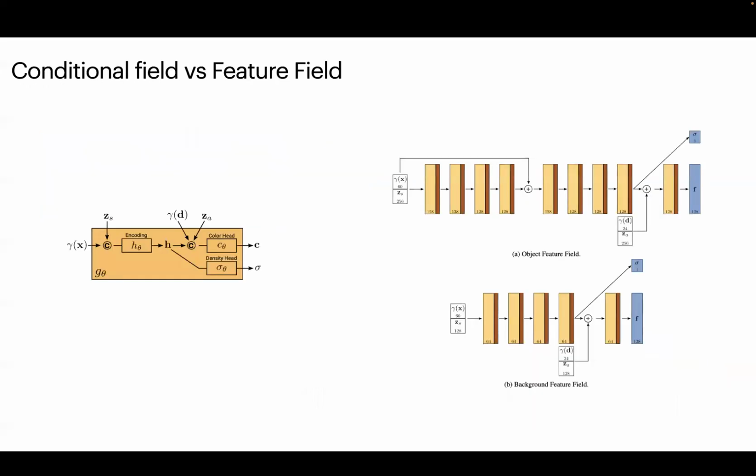And this is conditional fields versus feature fields. I think conditional fields are only a bunch of MLPs, and the feature fields are also a bunch of MLPs, but they generate different things. Here we have color hat and density hat, but for the feature fields, our output is actually density and feature hat instead of color hat. So the elimination of color here really gives a lot of control. And let's see the results.